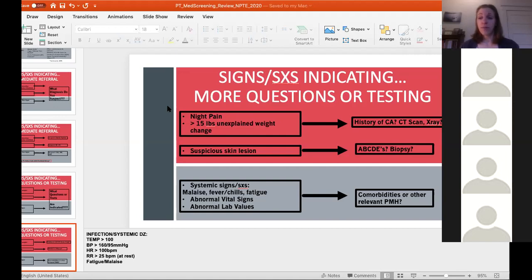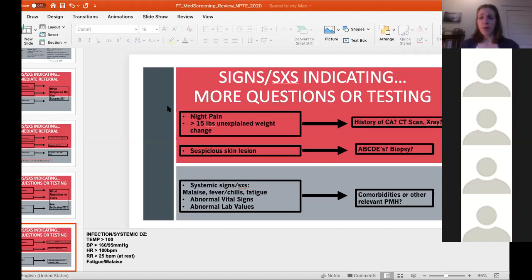So our ABCDEs that may indicate some sort of pathological lesion or cancerous lesion: asymmetry, and borders. We're thinking about abnormal borders or irregular borders, color that's abnormal for C, so a red color, blue or black color, bleeding, things like that would indicate referral.